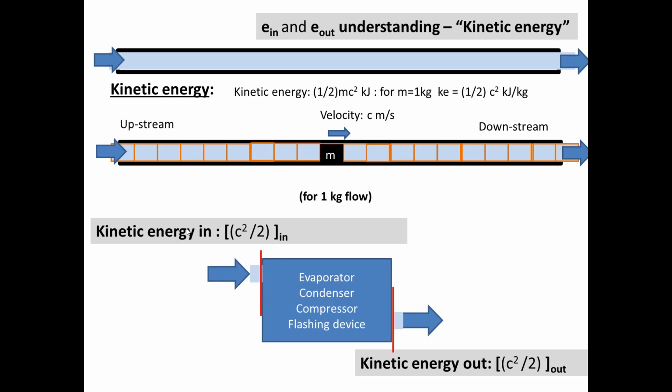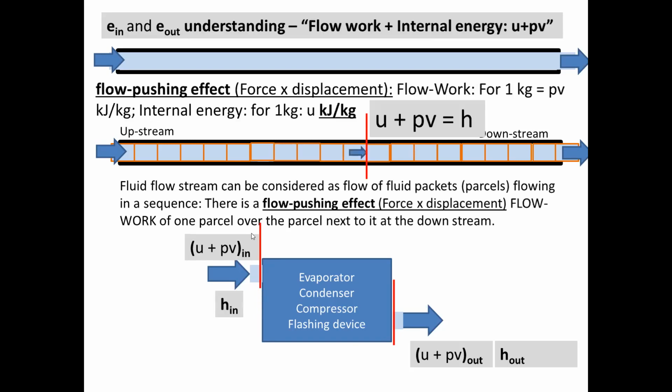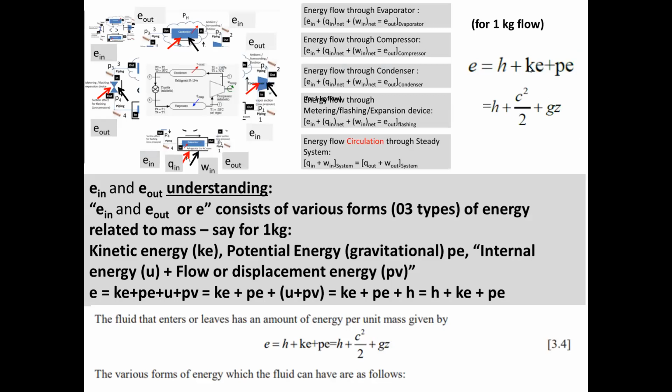Now, this energy due to velocity is kinetic energy c squared by 2. C squared by 2 is here, KE, kinetic energy. Okay. What is this GZ, potential energy?